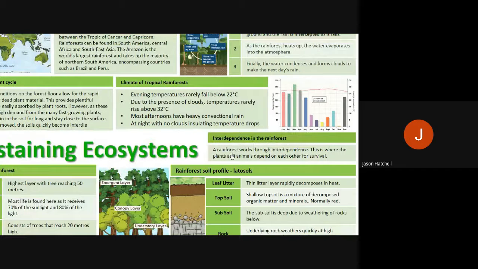I'm going to move on just to mention one little thing that we didn't mention earlier, but it's really related, and that is this little section here called interdependence in the rainforest. So this relates back to where we discussed food chains and food webs. The idea is that all communities of plants and animals, in other words, tropical rainforests, for example, are interdependent. And what that word essentially means is plants and animals depend on each other for survival.